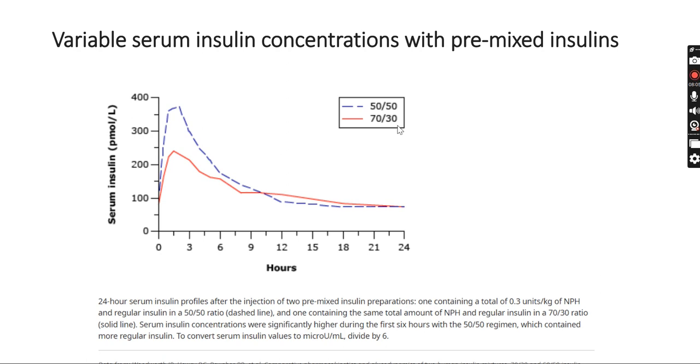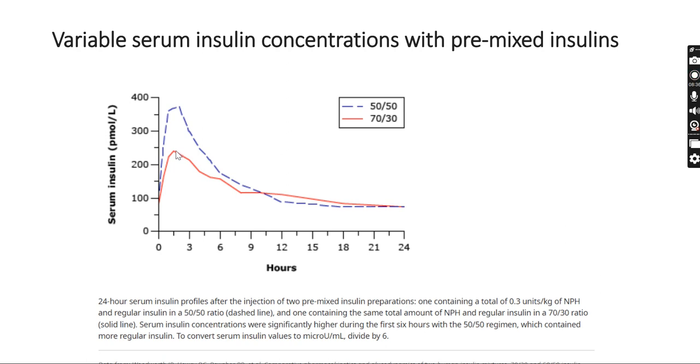So in 30, the lower number is for intermediate acting. The higher value is for short acting. So for example, Humulin Mix 30. The 30 stands for Humulin I, intermediate acting, 30%. For example, every 10 units of Humulin Mix 30 contains 3 units of intermediate acting and 7 units of short-acting component.